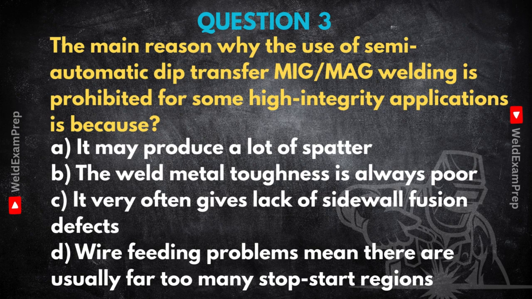Think about high-integrity applications: pressure vessels, critical structures. What kind of defect is the absolute deal breaker, maybe even a silent killer, in those situations? The correct answer here is C.